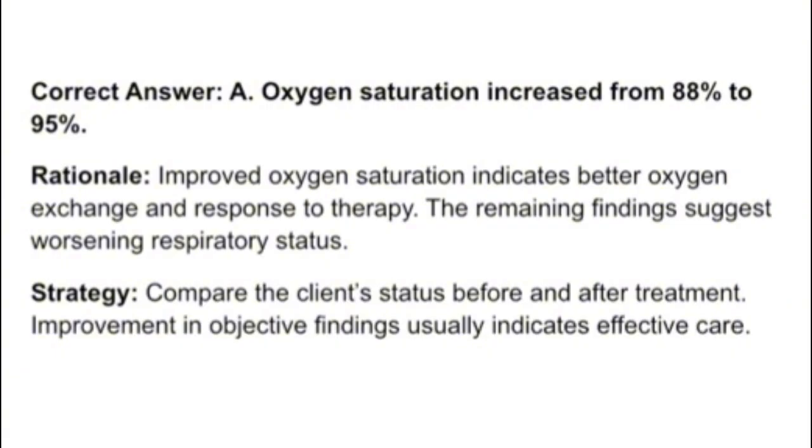Rationale: improved oxygen saturation indicates better oxygen exchange and response to therapy. The remaining findings suggest worsening respiratory status. Strategy: compare the client's status before and after treatment. Improvement in objective findings usually indicates effective care.